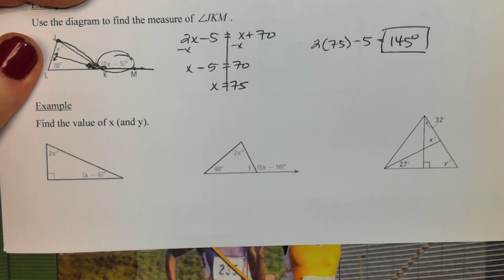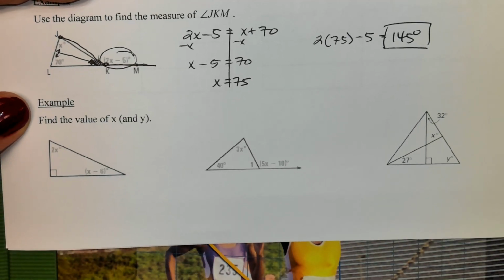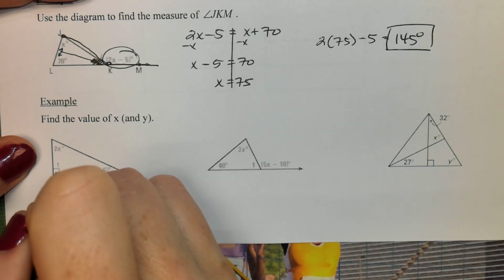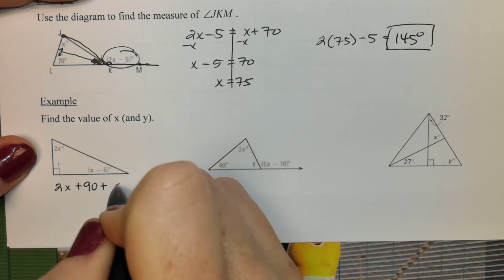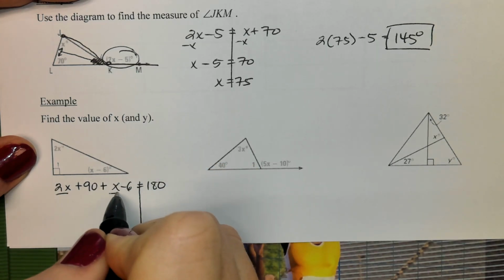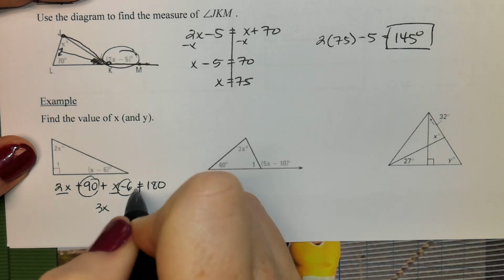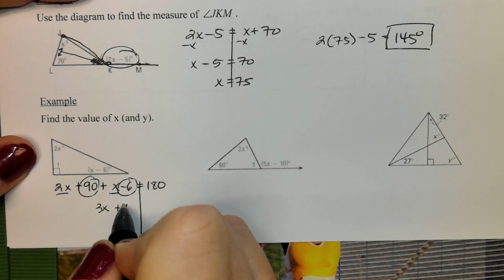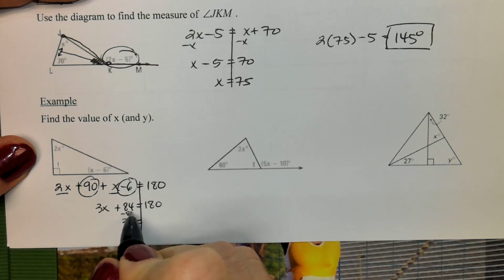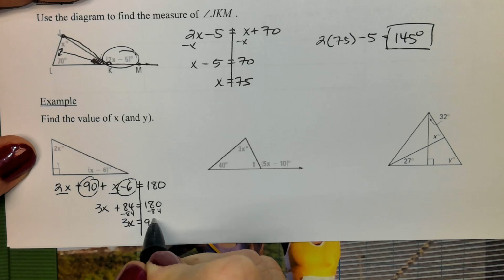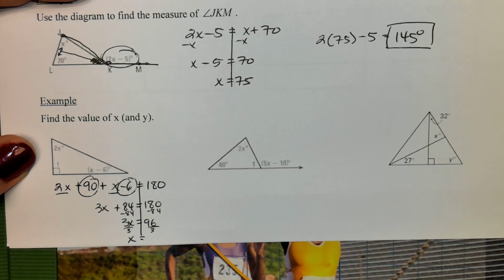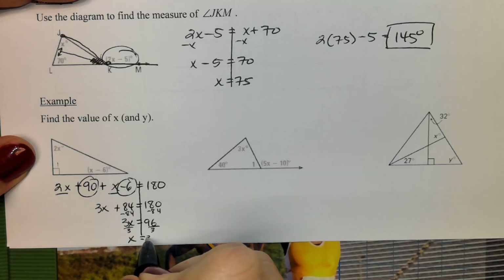3 more examples using either interior or that exterior rule. So interior, all the angles in a triangle add up to 180, so 2x, and we know that box is 90, and x minus 6 have to equal 180. So I'm going to put my like terms together. 90 minus 6 is 84. 3x equals, we're going to minus that 84 over, and then I'm going to divide by 3. I'm really trying to sneak this in here before I run out of paper. Looks like 32.